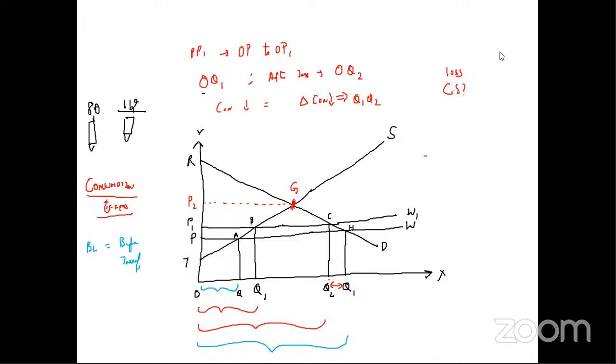Because the questions will be targeted to this only. They will give you the diagram. They will ask which region is producer surplus, which is consumer surplus, which is revenue effect, which is protective effect, which is consumption effect, which is deadweight loss. Based on these only the questions will be. So if this diagram comes, you should know how to identify all these things.